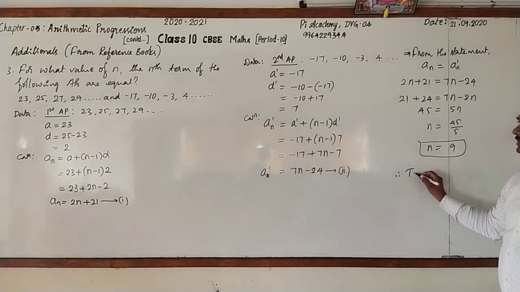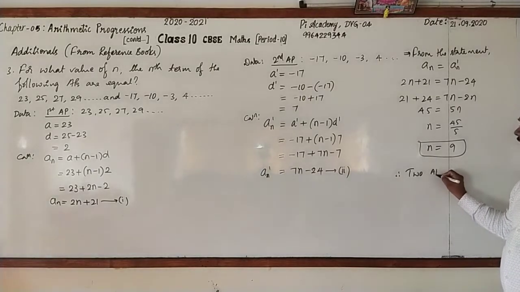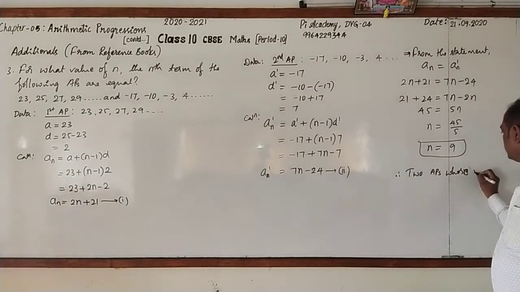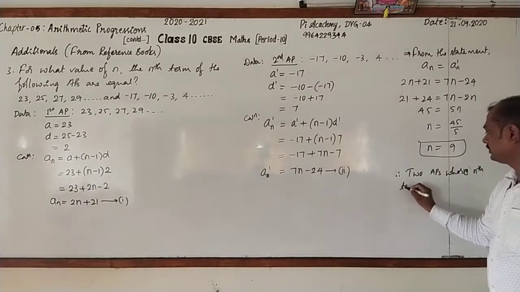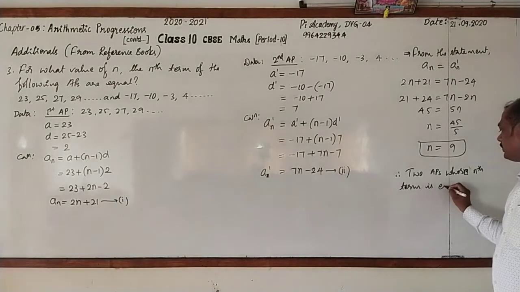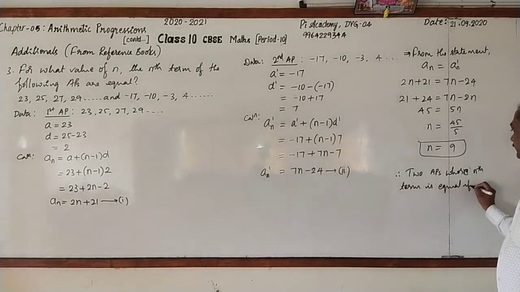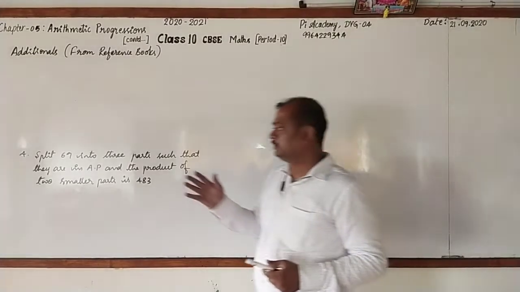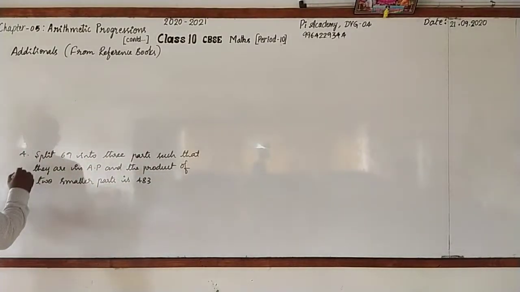Two APs whose nth terms are equal if n equal to 9. Clear? Yes. Copy this. Dear students, observe, this fourth one is an important type.